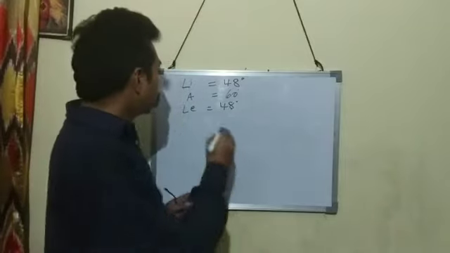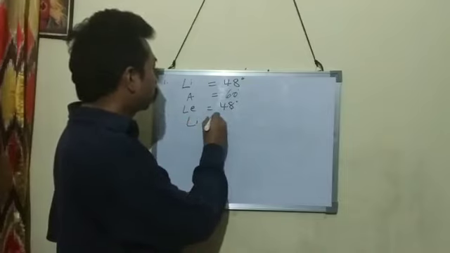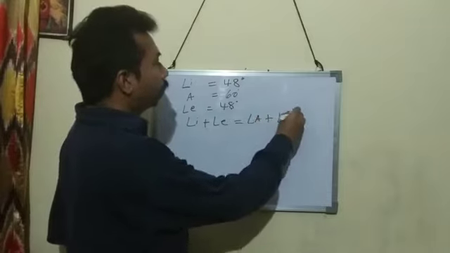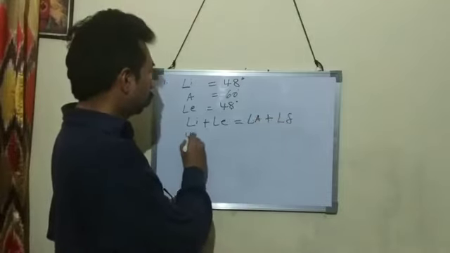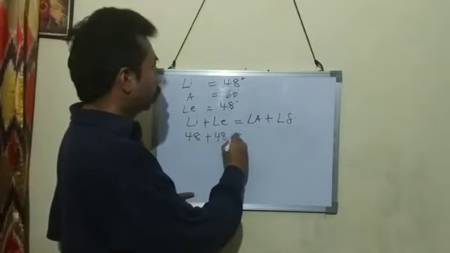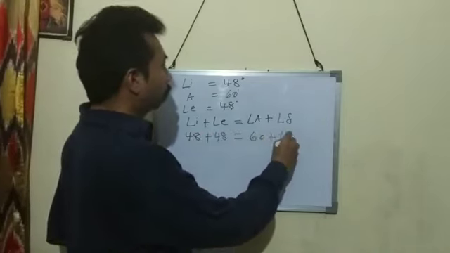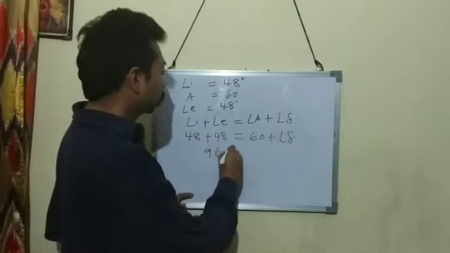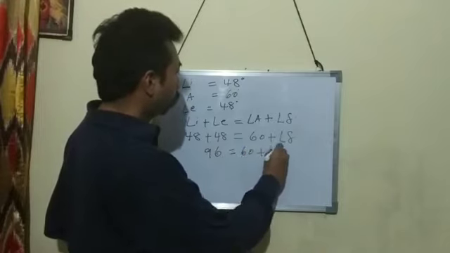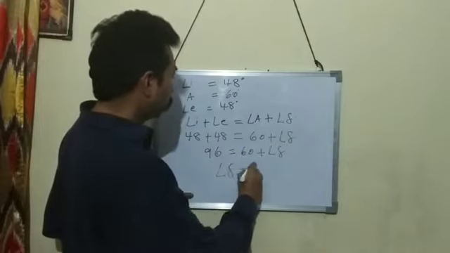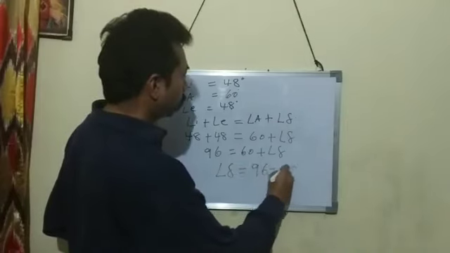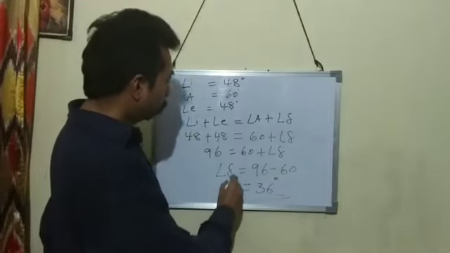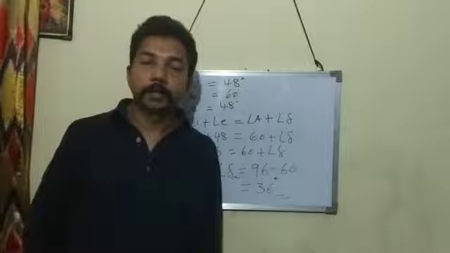So which formula we have to use? We have to use the formula angle of incidence plus angle of emergence is equal to angle of the prism plus angle of deviation. So substituting, 48 plus 48 is equal to 60 plus angle of minimum deviation. 48 plus 48 is equal to 96, equal to 60 plus angle of deviation. The angle of minimum deviation is equal to 96 minus 60, which is equal to 36 degree. So this is the angle of minimum deviation. So this is the answer.